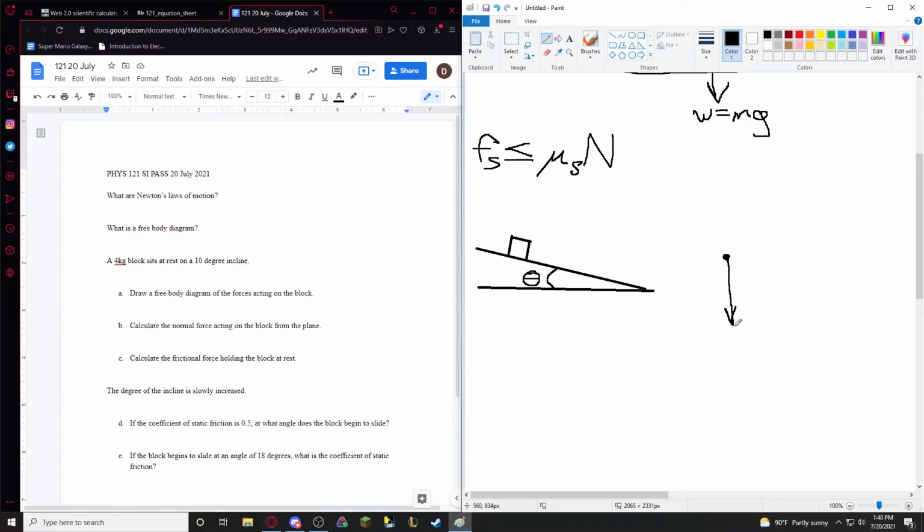Then we would have the normal force going at the same angle that the box is at, going upwards. Yep, something like that. And then the friction force would be going towards the right, also at the same angle as the incline. So like this. Yes. Is that the case?